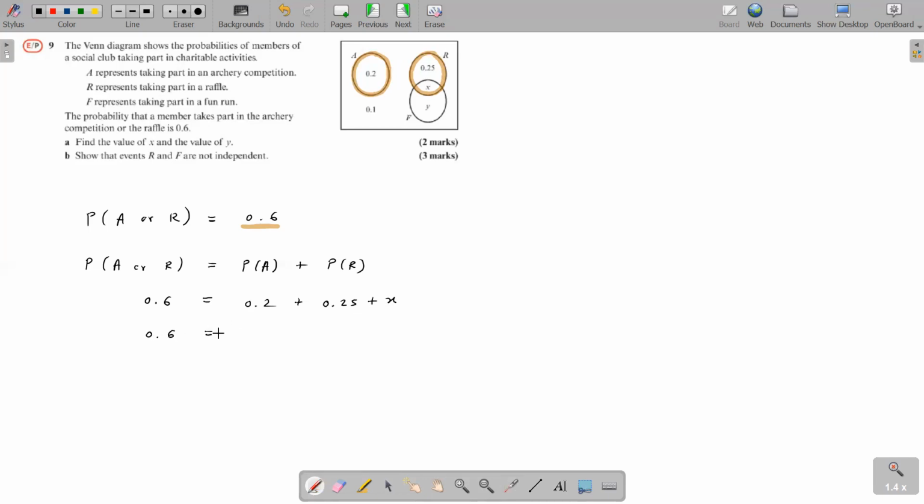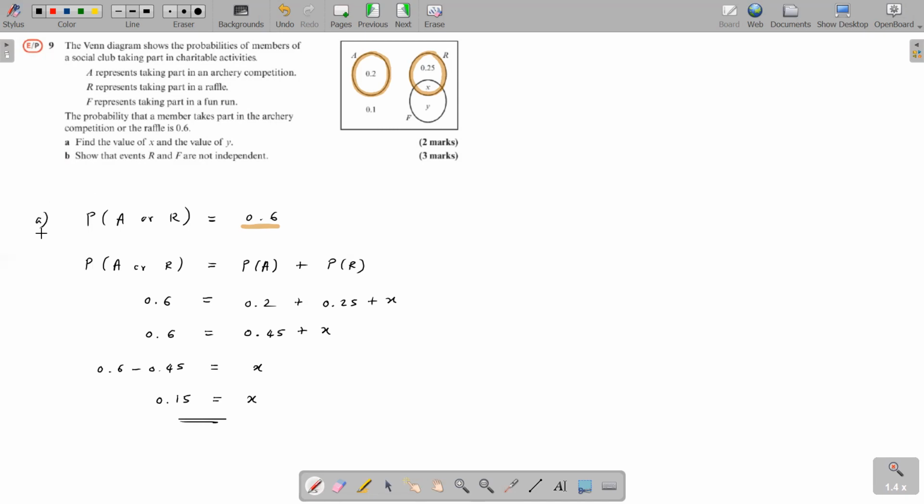So 0.6 equals 0.2 plus 0.25, which is 0.45, plus X. So X equals 0.6 minus 0.45, which is 0.15. So X is equal to 0.15. Okay, so finding the value of X is done.